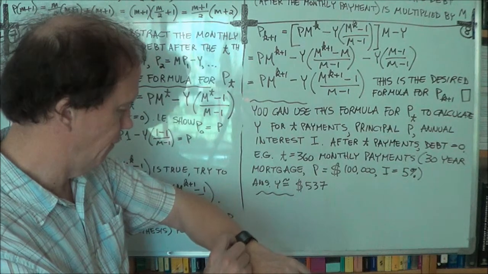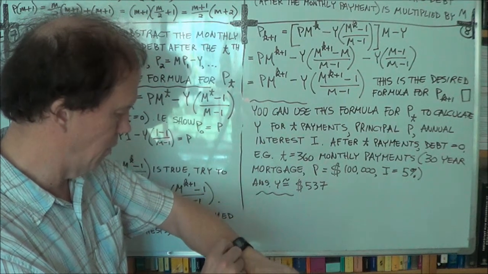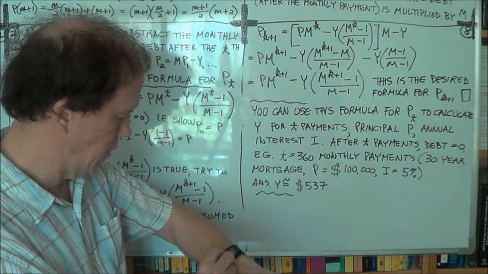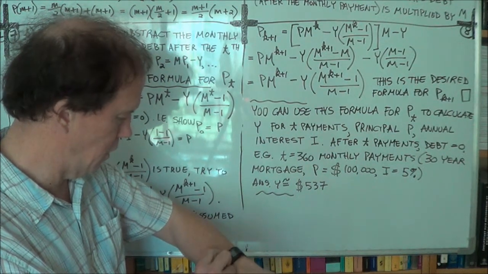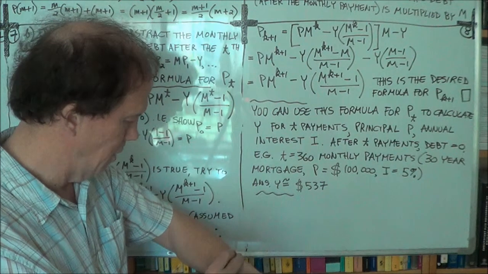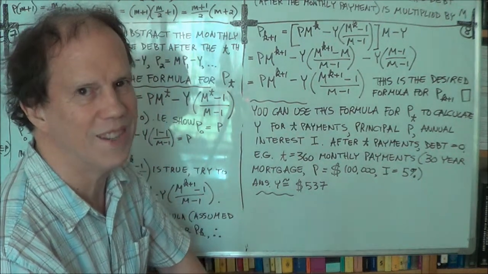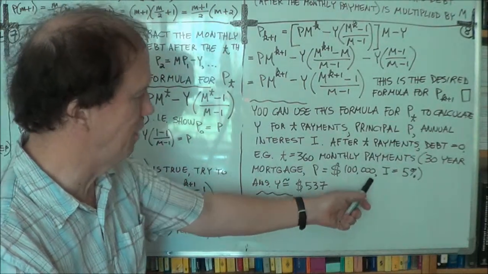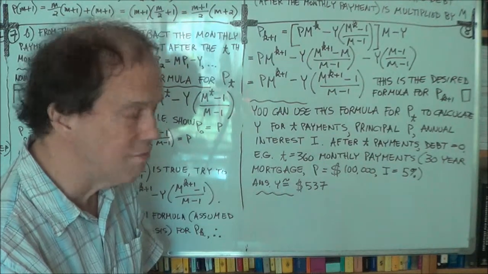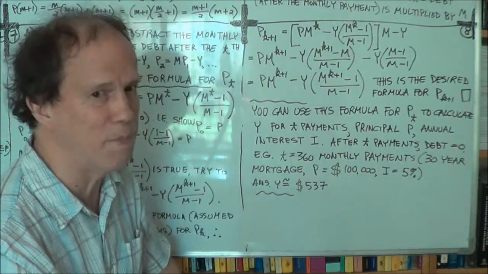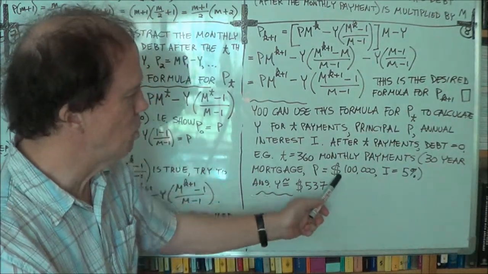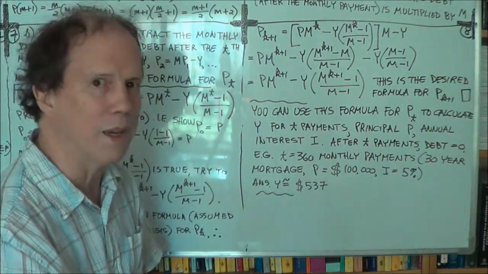So 537 times 360 equals, whoa, 193,000, and you borrowed 100,000. So you've paid back nearly double, right? So you can see how the banks get rich, right? And the higher the interest rate, the more money the banks make.